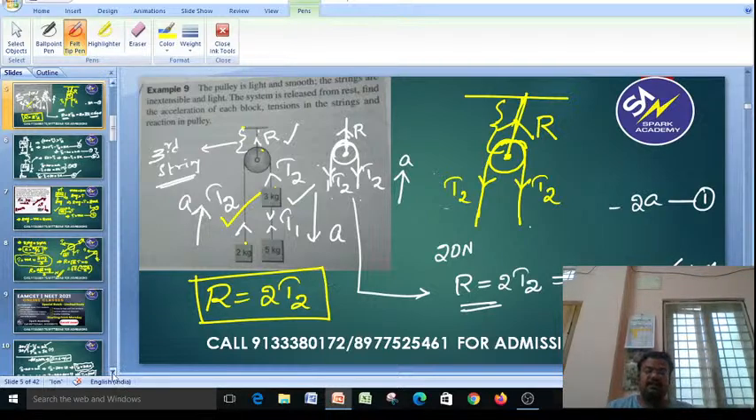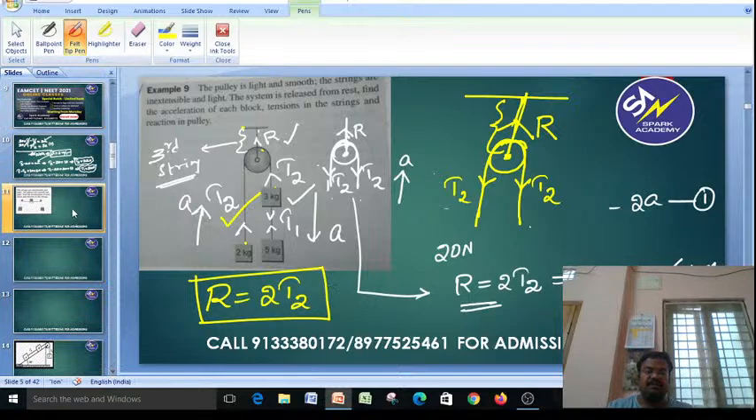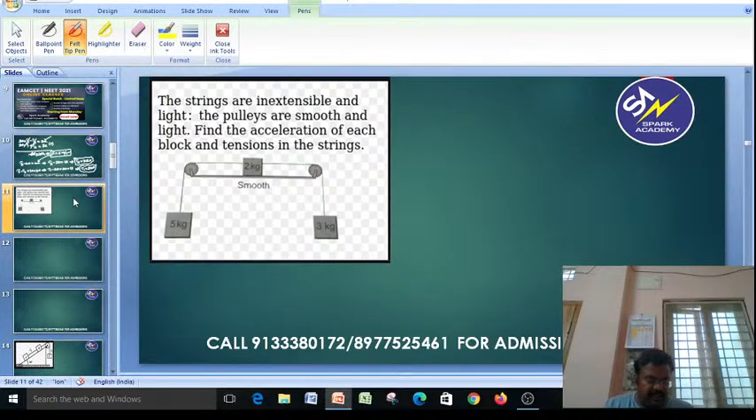Alright, next question. Let us check the next question. This is also a very good question. The strings are inextensible and light. The pulleys are smooth and light. Find the acceleration of each block and the tension in the string.